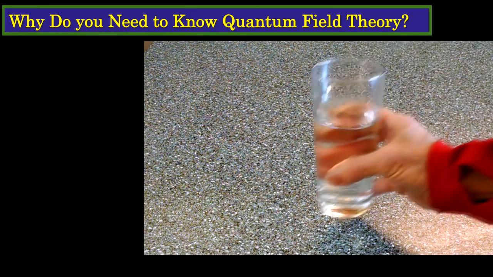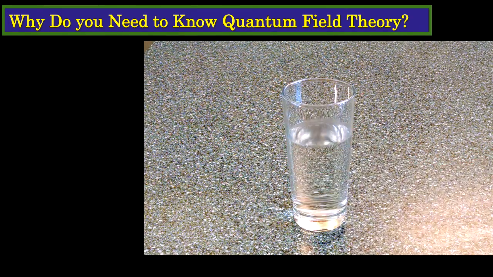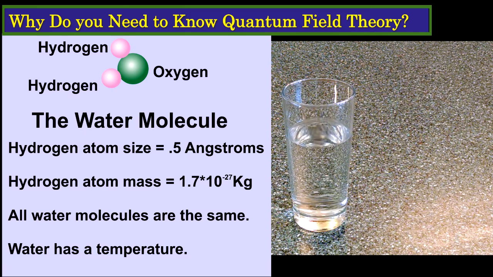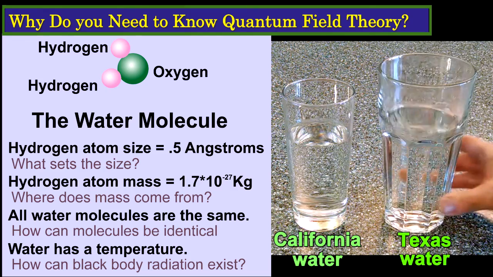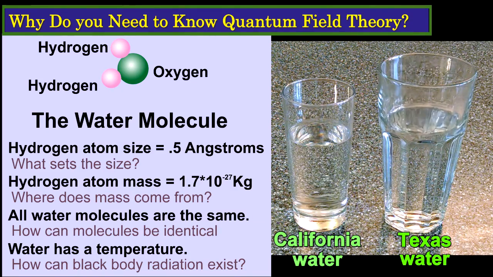Here's a glass of water. Chemists would say that it contains hydrogen and oxygen atoms, and they have rules for how the atoms combine. They accept the existence of atoms without further questions. The Standard Model explains the existence of atoms from more basic rules. This water is from California, and here is some from Texas. Chemists accept that the molecules are the same without asking how Texas could have the same recipe for water as California. Quantum field theory explains this.